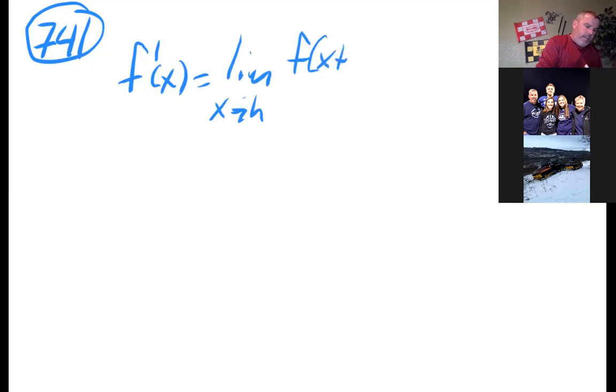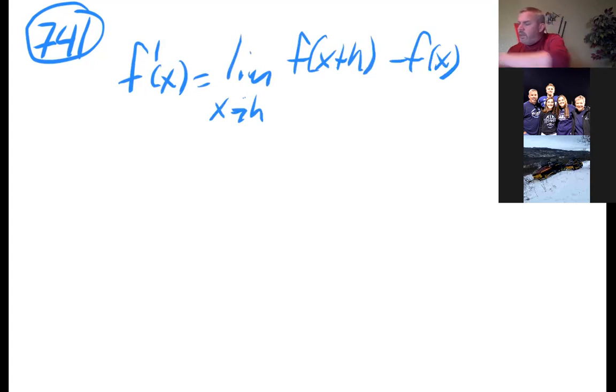x plus h minus f of x. Excuse me, is that right? I might need to say f of h. Nope, that's right, f of x all over h. Now, that looks a little different from our slope formula, but I'm going to talk about why. If it was our slope formula, it would look like this.